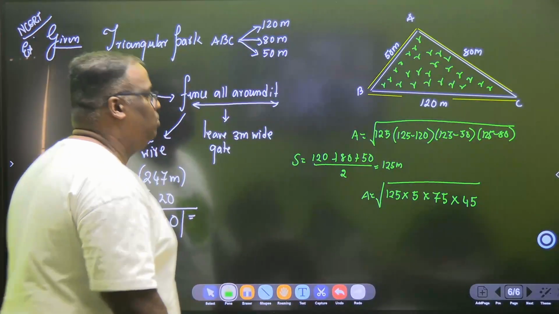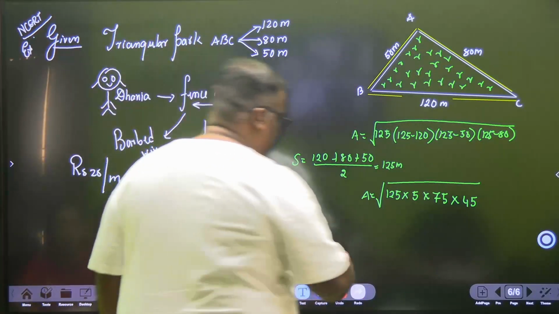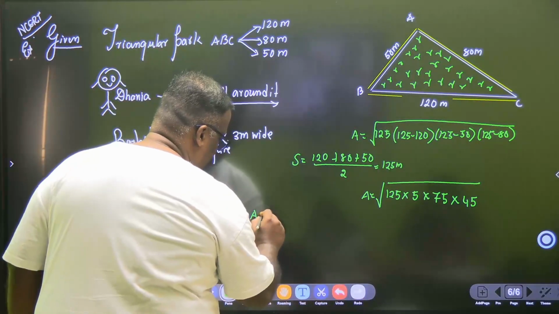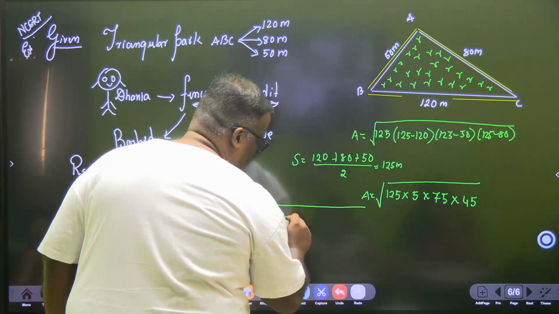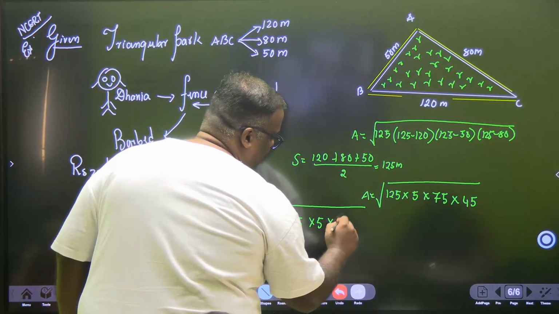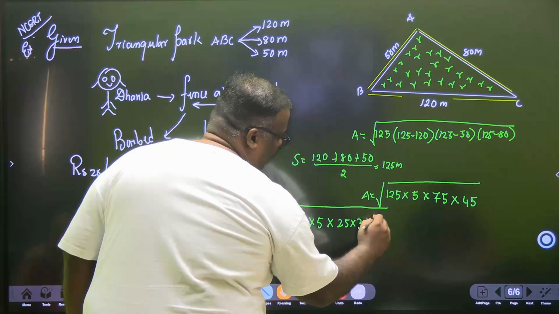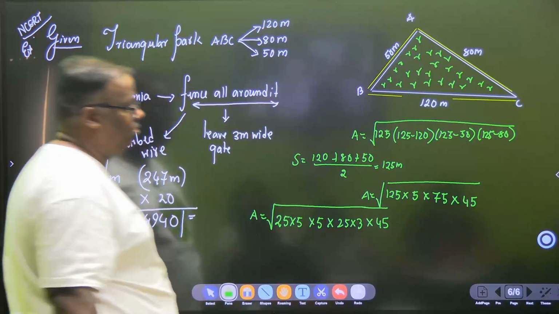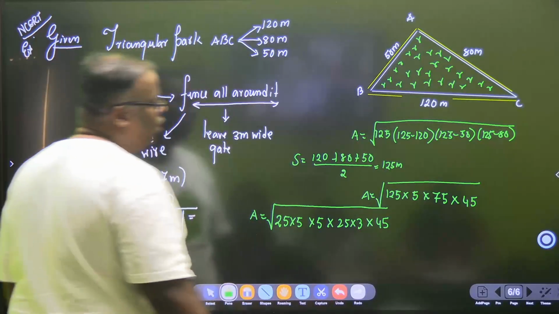So how would you like to play? I think we can play with some 25s first of all. Our job becomes easy. 125 can be written as 25 into 5. The other 5 is written as 5. 75 can be written as 25 into 3. And you have another 45. Let's keep it as 45 for now. If you want to break it, you can break it also. Your wish.